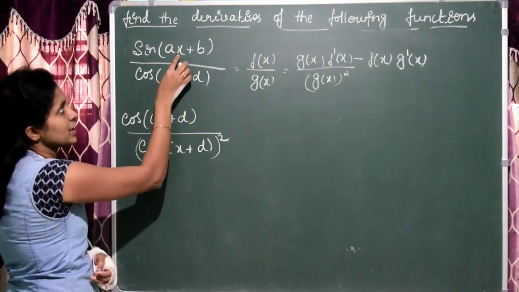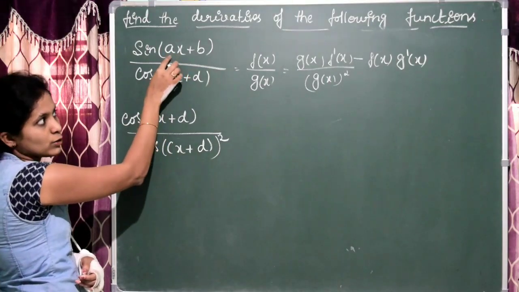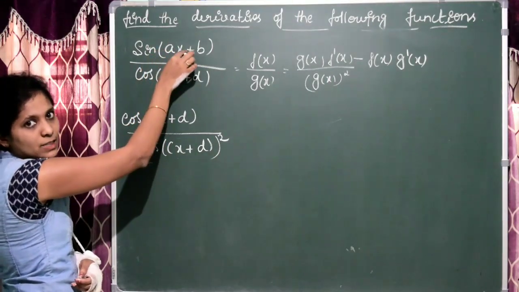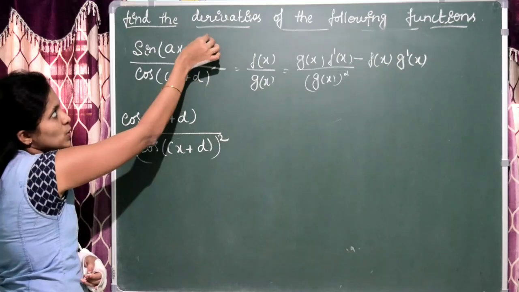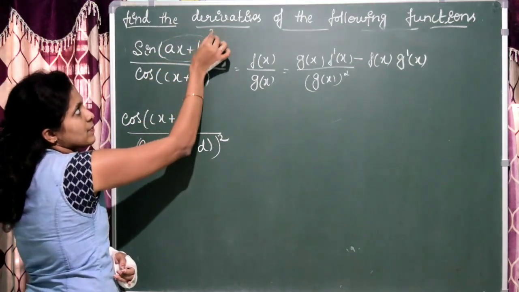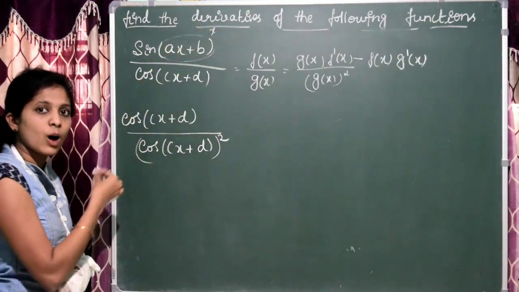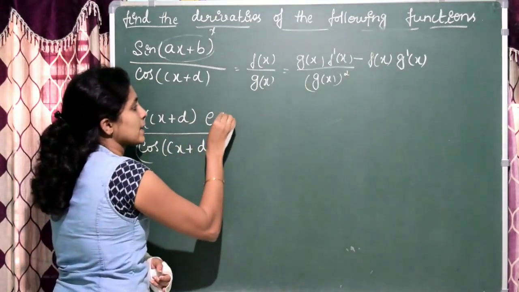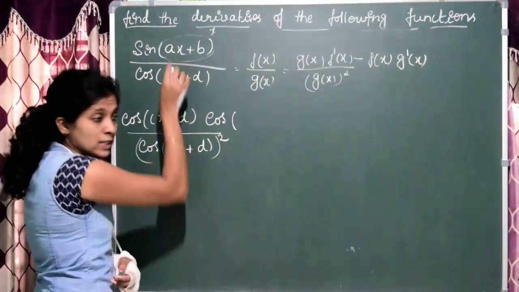Now you have to find the derivative of this one. Is it clear? You have to find the derivative of sin ax plus b. So directly I will write this one. So here you have to consider this as x, right? Derivative of sin x will be cos x. So cos of, but in the place of x here we have ax plus b.